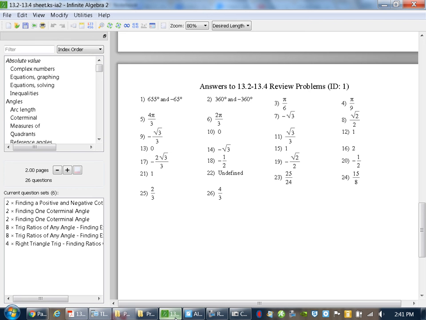For the reference angle, for that one the answer would be -60, except if it's just a regular reference angle. Reference angles are always positive.